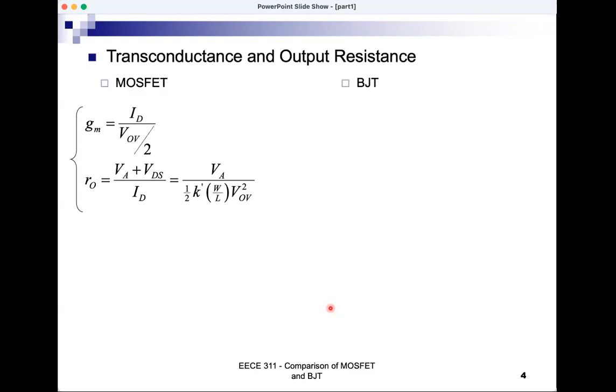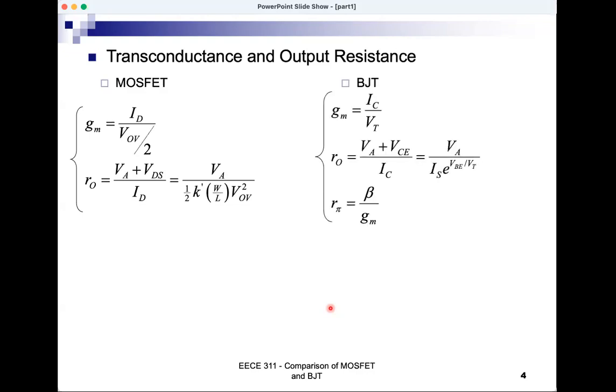Similar expressions for the BJT. gm is IC over VT. So the DC value of IC divided by VT, and VT is not the threshold voltage of the MOSFET. Don't confuse VT with a capital T with Vt with a small t. V sub small t is the threshold voltage of the MOSFET. V sub capital T is the thermal voltage. This is a quantity that just depends on temperature. Depending on the temperature, we have a certain VT, and you may recall that its default value is around 25 millivolts. That's the value of VT at room temperature.